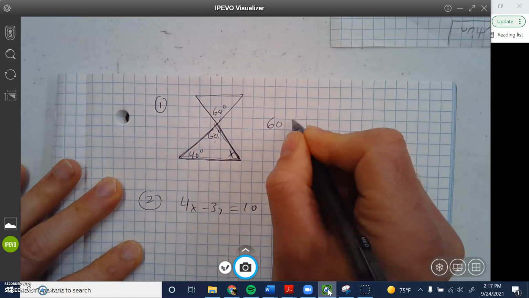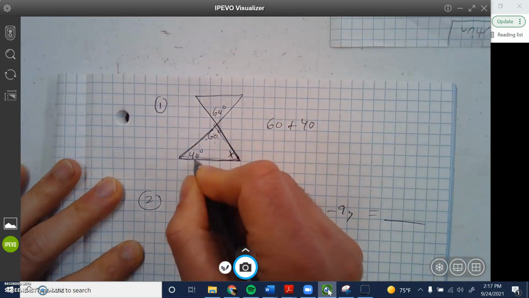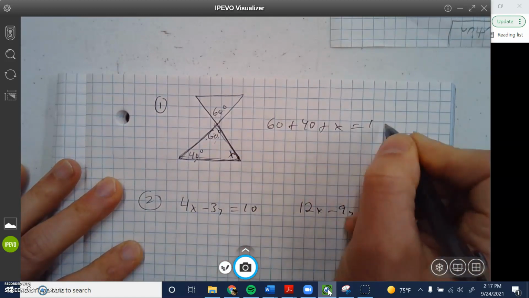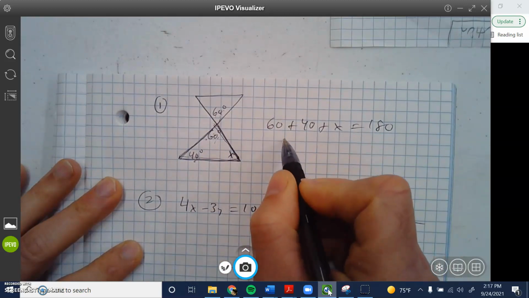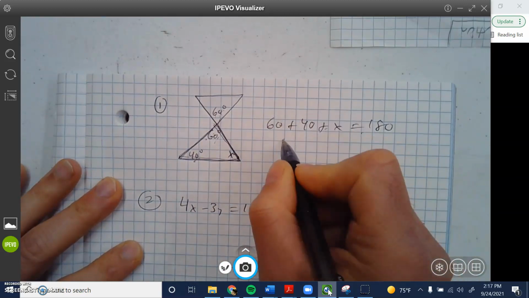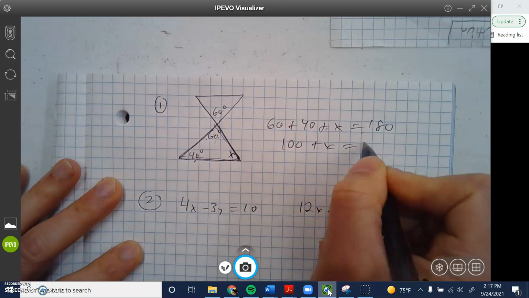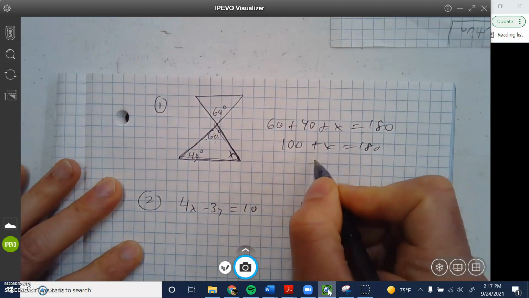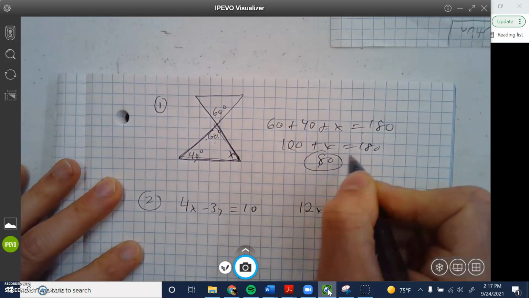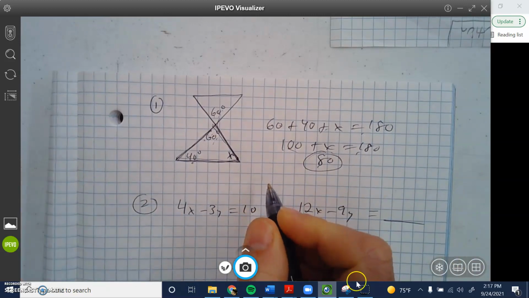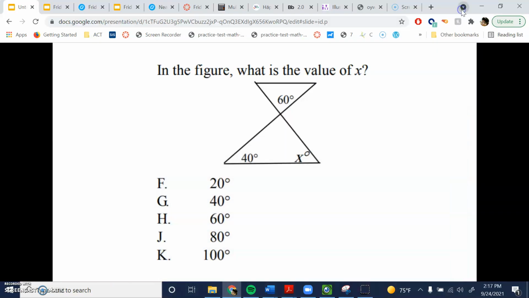So 60 plus 40 plus X equals 180. So all three angles equal 180 degrees. So it's 100 plus something is 180. I don't have to subtract 100. I know that that's 80. 100 plus 80 is 180. So 80 is the answer. Yeah. So that would be J.